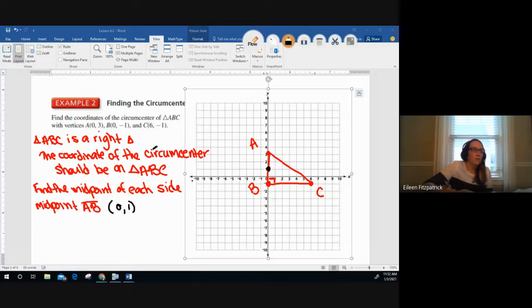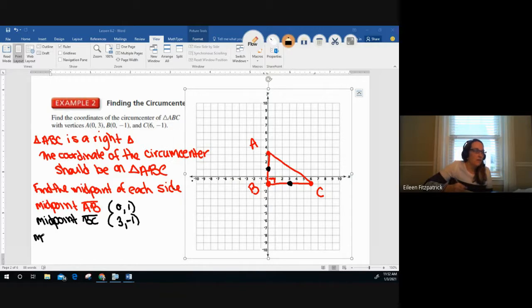Now the midpoint of BC, same thing. We don't have to use the midpoint formula. We can just count. BC is 1, 2, 3, 4, 5, 6 units long. So the midpoint is 1, 2, 3. It's right here. So the midpoint of BC is located at 3, negative 1.